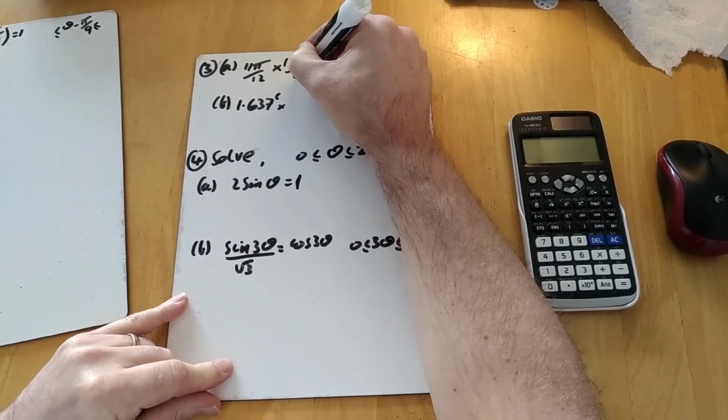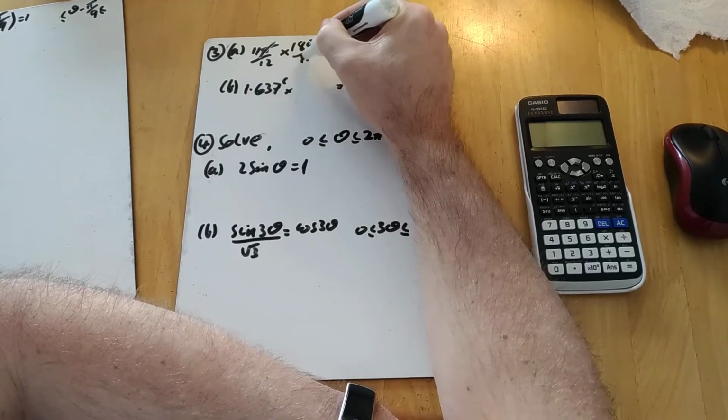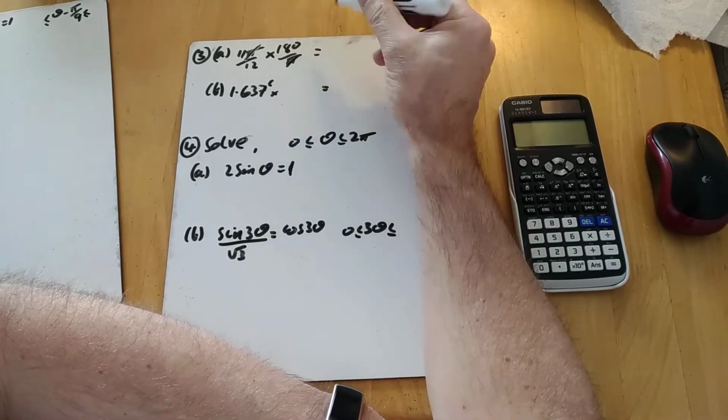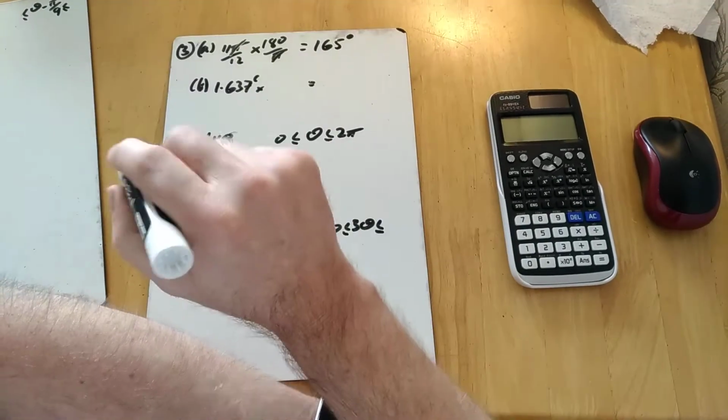To go the other way, to go from radians to degrees, times by 180 over pi. And if it's in terms of pi already, I should get a nicer answer. The pi's obviously cancel down. 180 over 12 is 15, so 11 times 15 is 165 degrees.